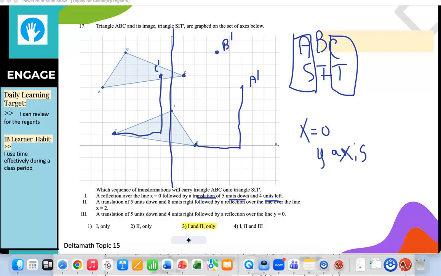It ends up at S, which is what we want, and then B has to match up to I. So if we do the translation, 1, 2, 3, 4, 5, and then 4 units to the left, 1, 2, 3, 4, and that works too. So number 1 works.